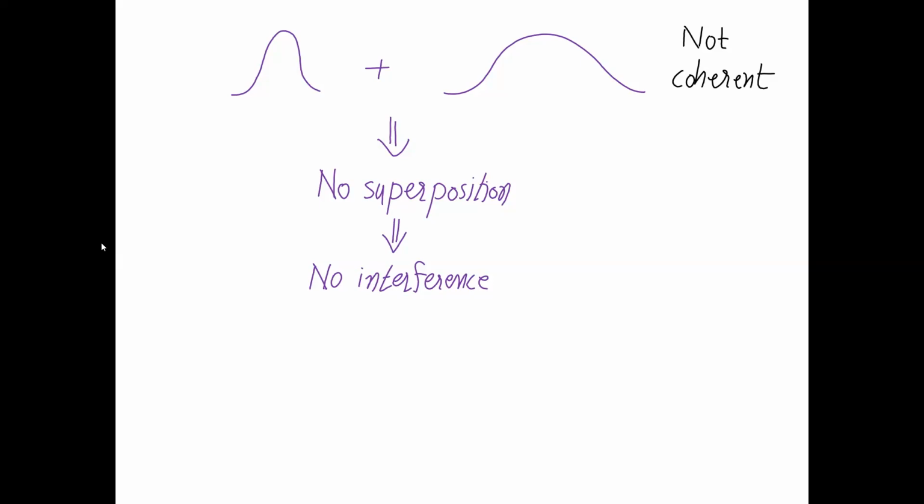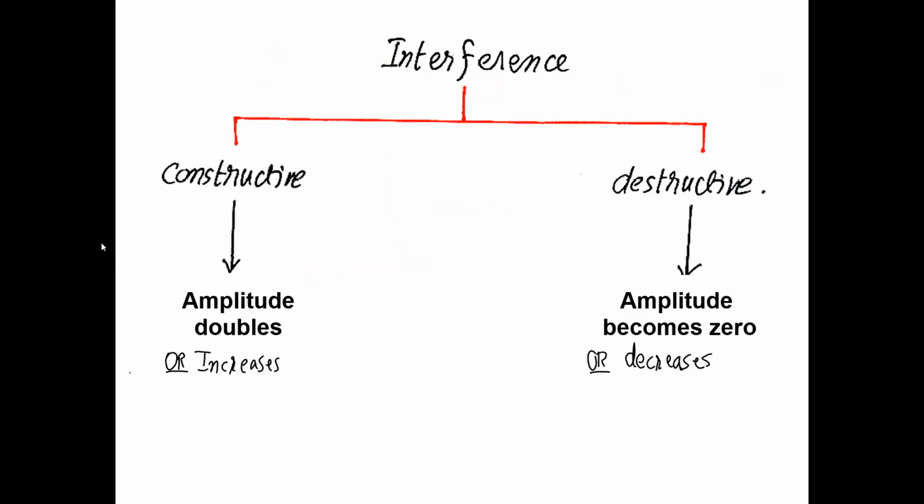No, because they aren't coherent and they aren't in phase. They are not exactly the same. So interference exists only in the coherent case.